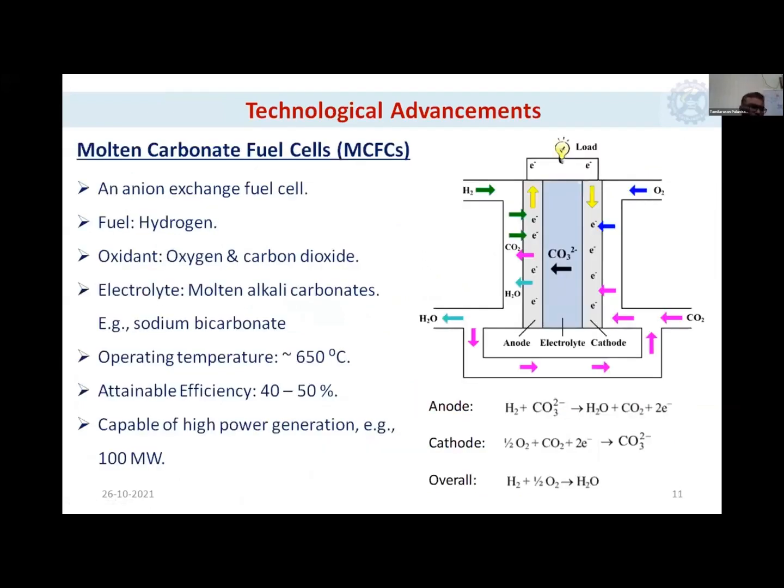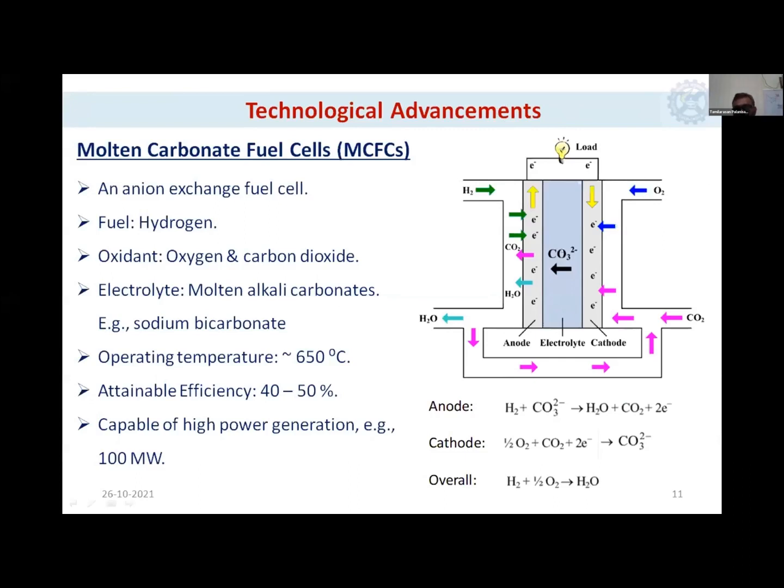And the next one is the molten carbonate fuel cell. Here, of course, hydrogen is the fuel, but the oxidant is a mixture of oxygen and carbon dioxide. Since it is an anion exchange fuel cell, obviously you have to produce some anion at the cathode side, and the anion will be transported all the way to the anode side. Here the anion is the carbonate anion produced from carbon dioxide with oxygen.